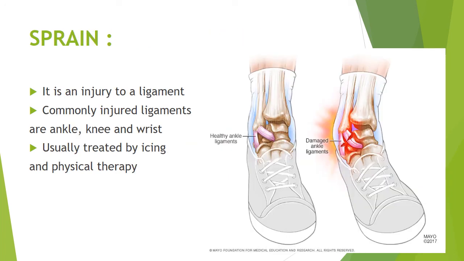Now, sprain. Sprain is also known as a torn ligament. Sprain is a stretching or tearing of the ligaments. And students, as we discussed in the previous slide, ligaments are the tough bands of connective tissues that connect two bones together. The most commonly injured ligaments are in the ankle, knee, and wrist. It can be treated by dressing, bandages, or applying ice, or by physical therapy. And sometimes an ACE wrap, that is an elastic bandage, should be used to provide support.